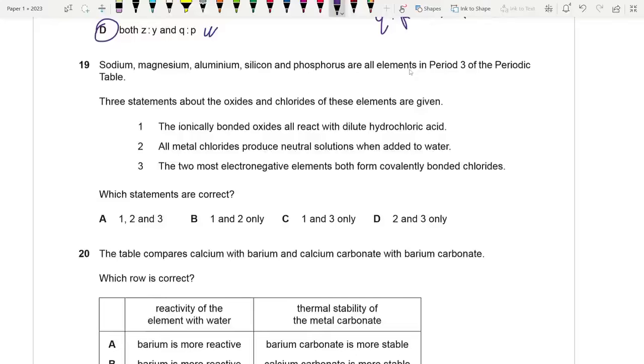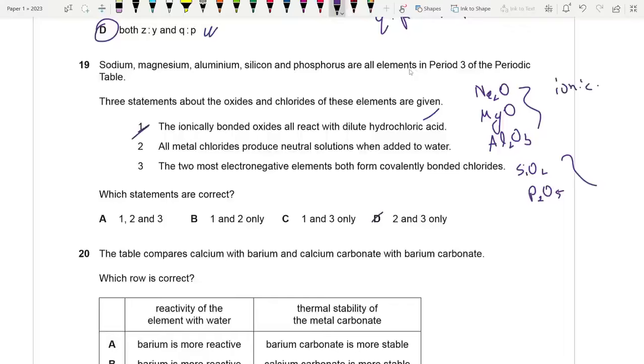let's check this. The ionically bonded oxides all react with acid. So we have Na2O, then MgO, Al2O3. These are ionic, so yes, they all react with hydrochloric acid. But the other ones like SiO2, this is covalent. Then P2O5 or P4O10, those are covalent, right? So this is correct because the ionic ones do react with HCl.